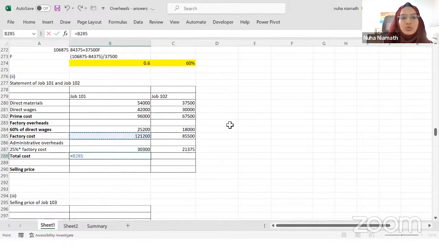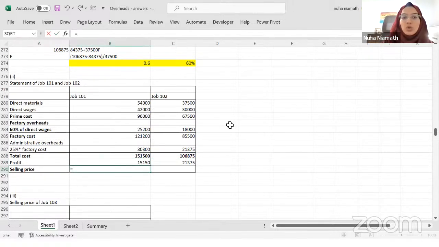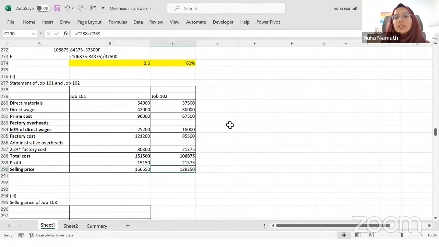Then you find the total cost, which is the factory cost plus the administrative overheads, 151,500. And this should match with the cost that we have found above. You know, we have actually found these amounts already, right? Then we go to the profit. We know profit is 10% of total cost given in the question, and this is 20% of total cost, which is coming to 21,375. Total cost will be this plus this, which is 166650 and 128,250.